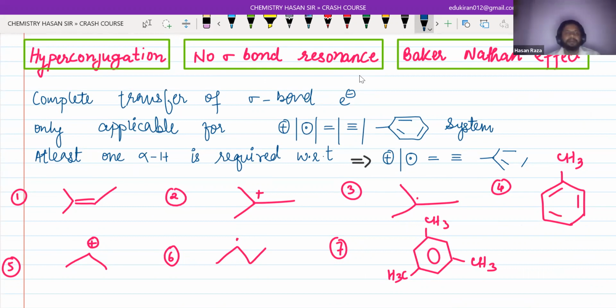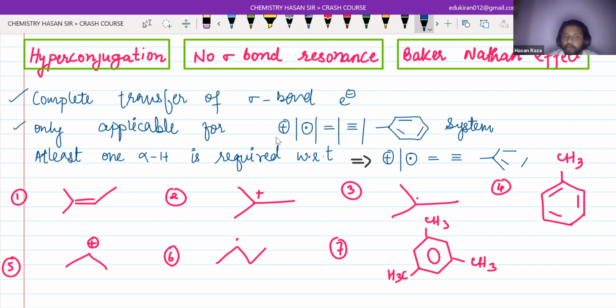Now you can see this inductive effect is partial displacement of sigma electron, but here complete transfer of sigma bond electron takes place. That is hyperconjugation. Complete transfer of pi electron, resonance. Complete transfer of sigma electron, that is hyperconjugation. And partial displacement of sigma electron, that is inductive effect.